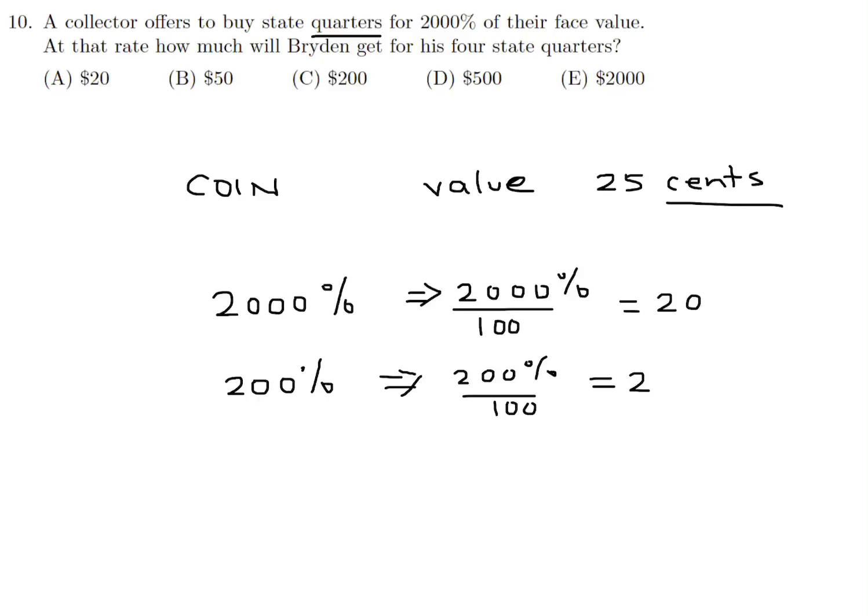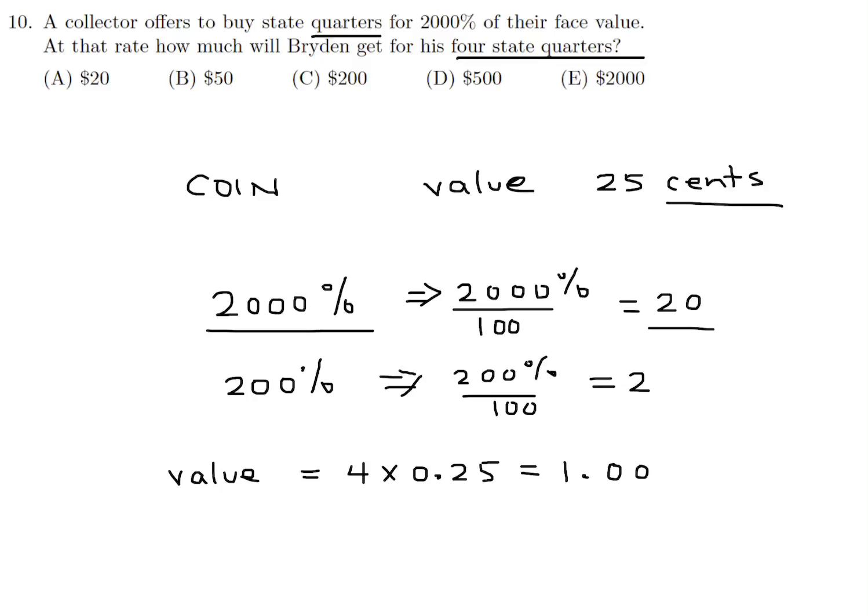That's important. So he's got 4 of these state quarters. And the value, of course, therefore, would be 4 times 25 cents, like that. And this is, of course, $1. Now he's going to sell it at this whopping 2,000%, which is a factor of 20. So you have to now multiply $1 by 20 to get the amount that he's going to sell it for, which is, of course, $20. And the symbol for dollars is like that. So 10 is A.